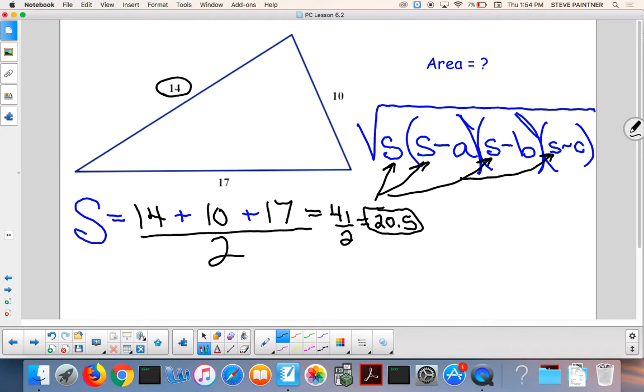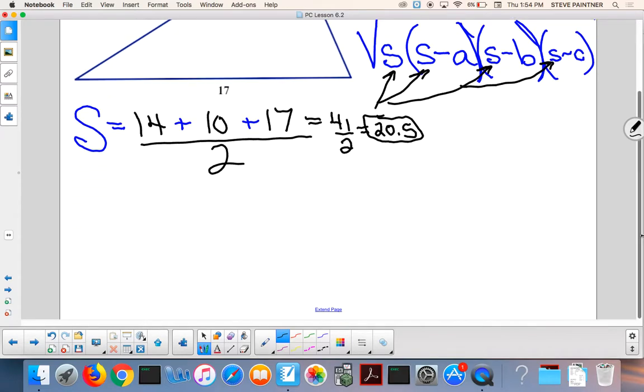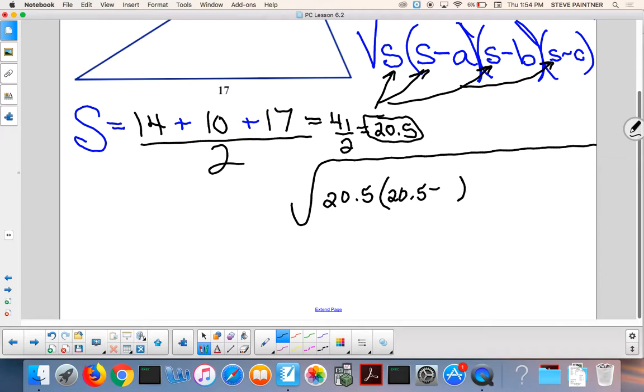Has anybody got it yet? One person. 2. Okay, we're getting there. All right. So your S is what? 20.5. 20.5 minus what? 14. 14, gotcha. 20.5 minus what? 17. Did you say 17? Yeah, 17. And 20.5 minus 10. 10? Okay.